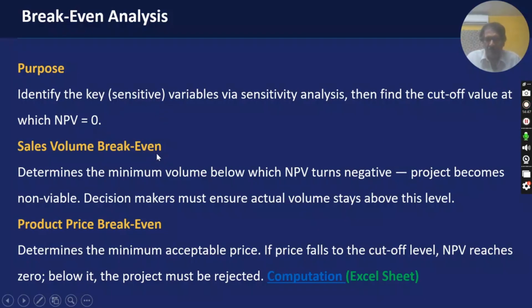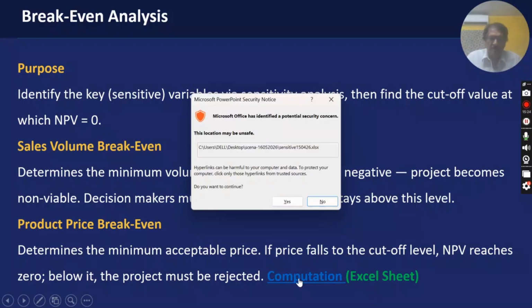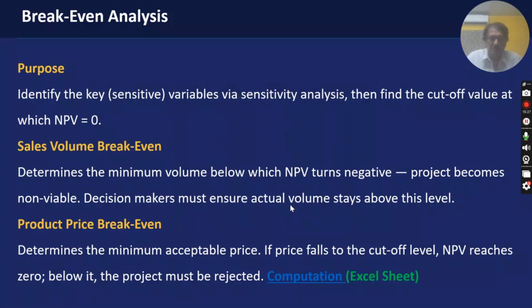Sales volume break-even. First I am going to show you how to calculate the break-even of sales volume. That is, if you go down below this volume, then your project will be rejected. You cannot accept it as the NPV value will be negative. How do you determine it? And I will also show it for the price, as it is also a sensitive variable, the break-even level. We are going to discuss it through the Excel sheet where we have done the actual computation. You can see it.